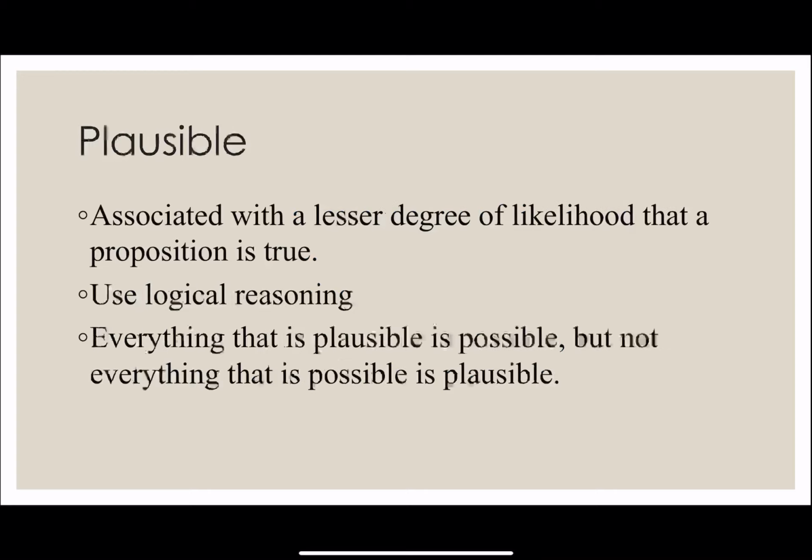Moving on, second, we have plausibility. Plausibility is associated with a lesser degree of likelihood that a proposition is true. However, it is a step up from possibility. Within plausibility, we are now using logic and reasoning. This could include inductive or deductive reasoning. Regardless, a connection between arguments and supporting evidence is being made here. Now, everything that is plausible is possible, but not everything that is possible is plausible.